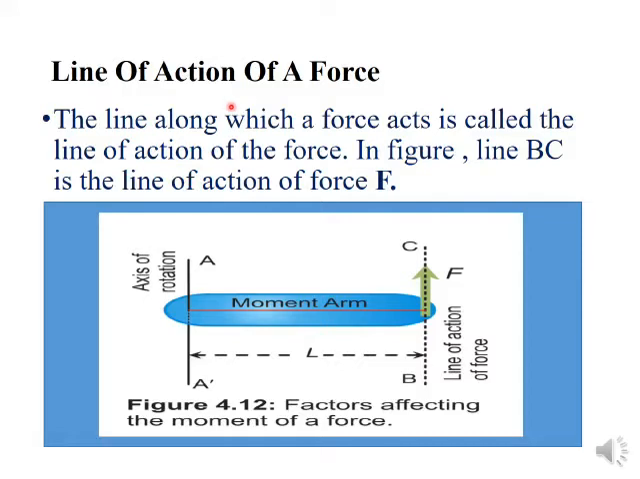Next is line of action of a force. The line along which a force acts is called the line of action of the force. As you can see in this figure, line BC is the line of action of the force. In physics, the line of action of a force is a geometric representation of how the force is applied. It is the line through the point at which the force is applied, in the same direction as the direction of the vector or force F.